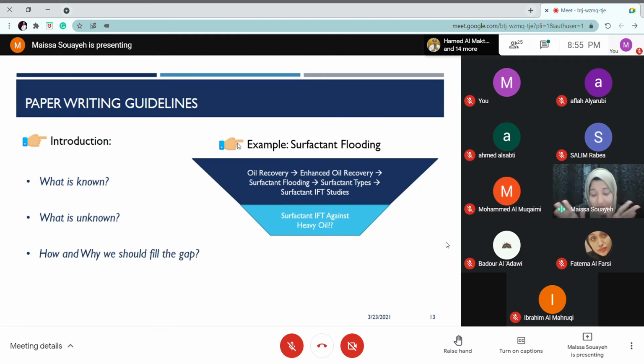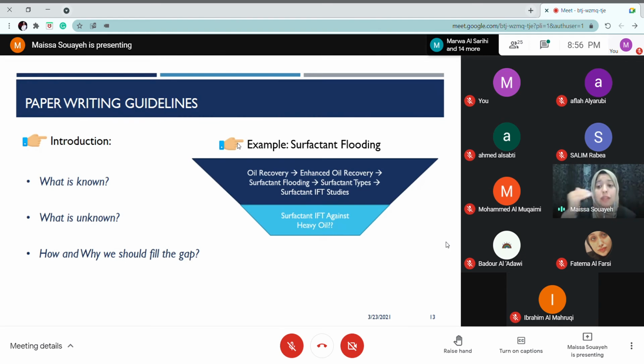And for sure, this is just an example. It's not a real case. There are studies on IFT against heavy oil. This is an example. Let's say this is the situation. This is what I found. So from here, I narrowed my introduction, narrowed my literature, and I reached the point where I found what is unknown.